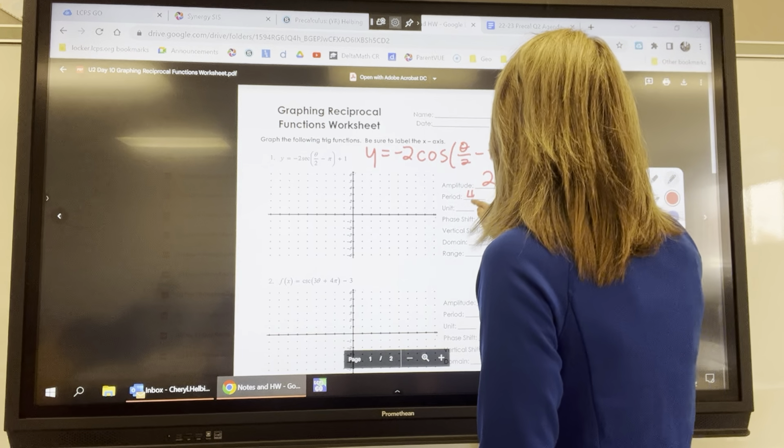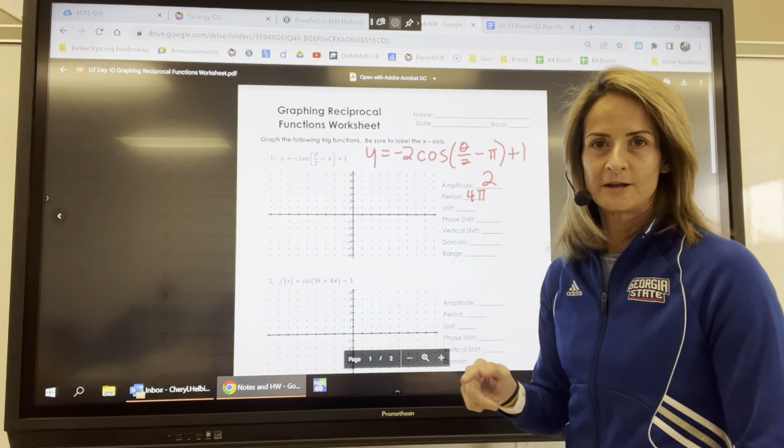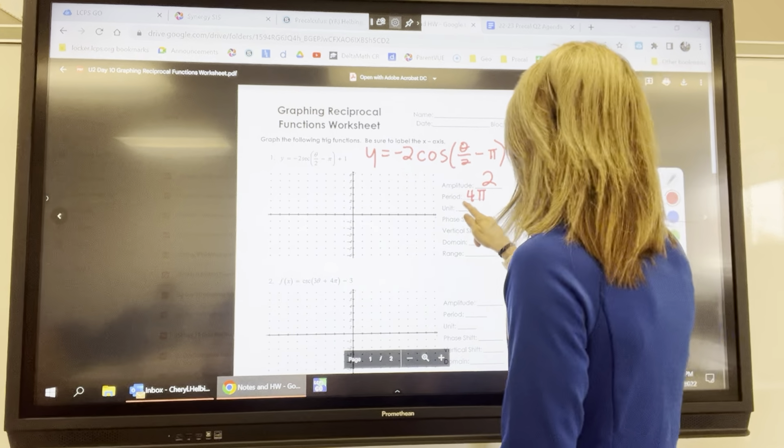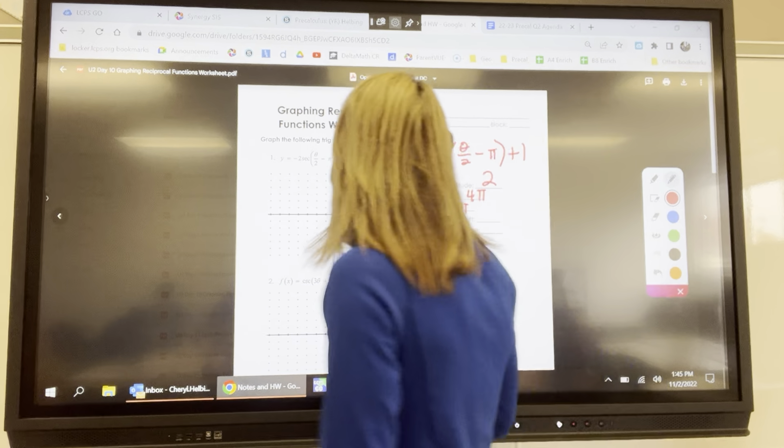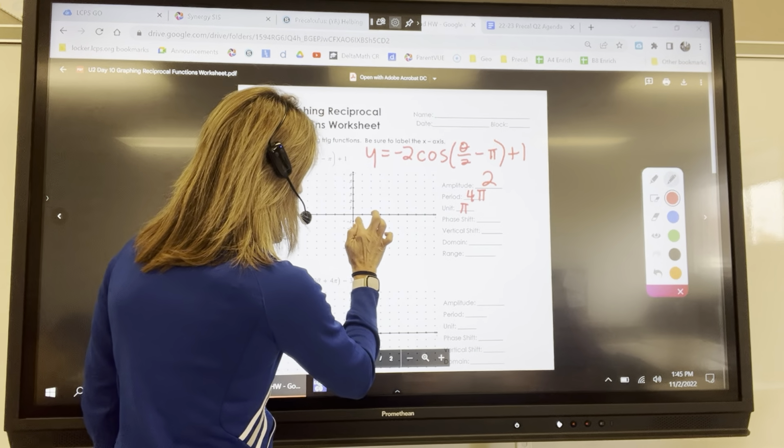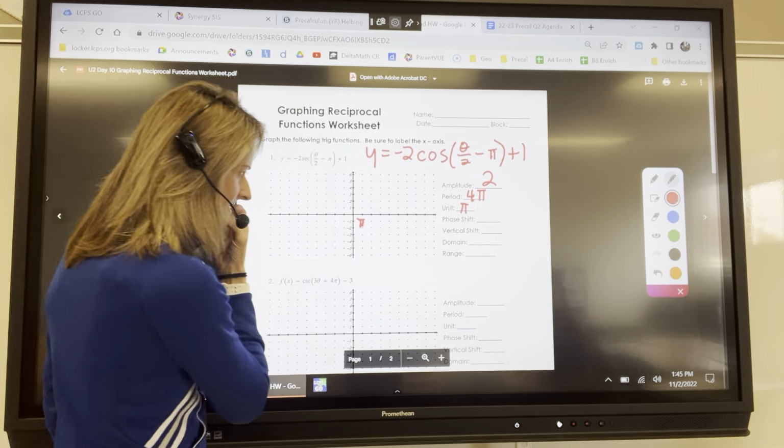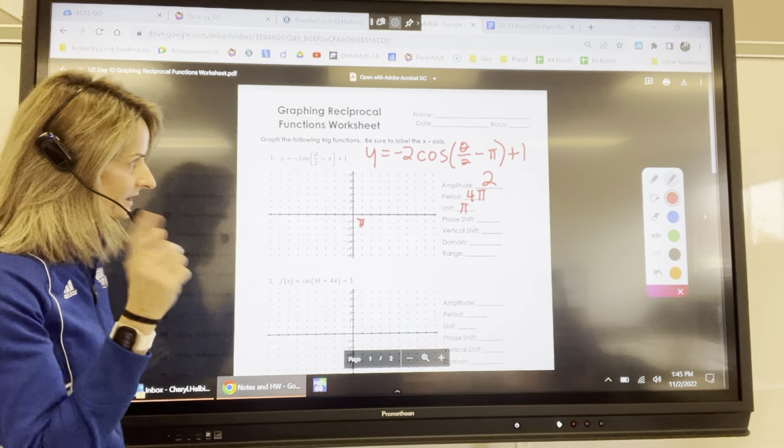Which makes the unit what? What are we counting by? Right, divide that by 4 pi. So let me come over to my graph and document that we are counting by pi. Okay, phase shift.